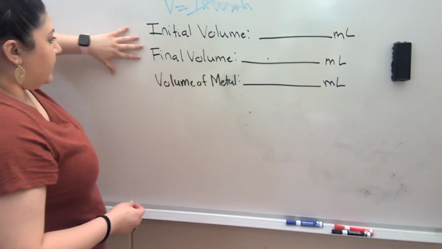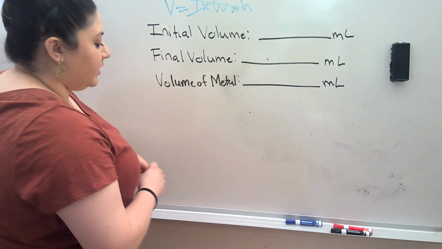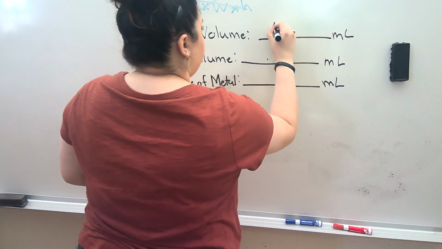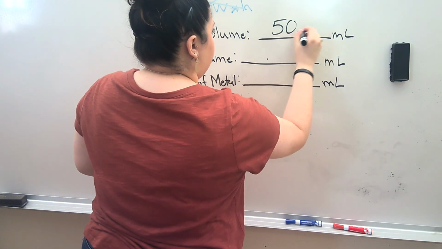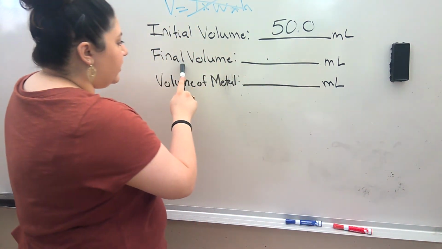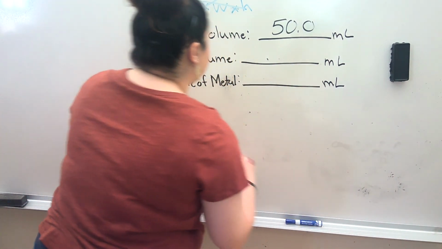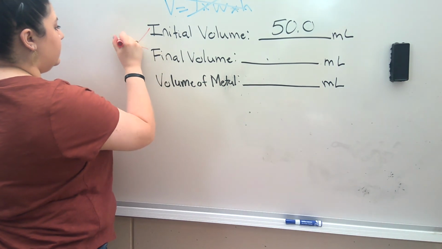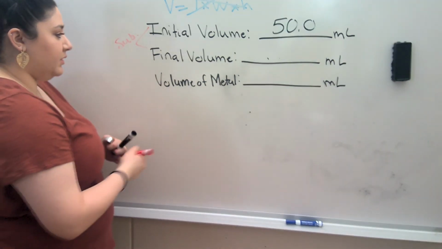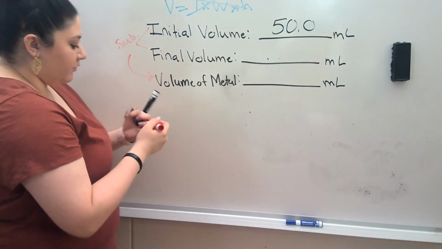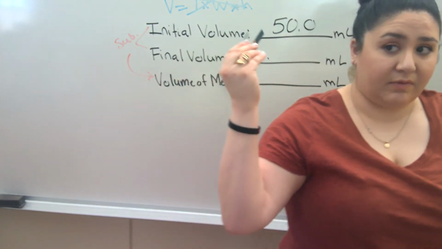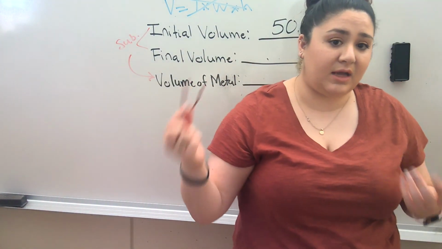So there are three things that we're gonna have to find. The first one, I've already predetermined that volume as 50 milliliters, and I'll talk about why we're starting off with 50 milliliters. Then we're gonna find our final volume, and afterwards, we're going to subtract those two numbers, and that will lead us to the volume of our metal. First we're going to find the volume of our piece of metal that was found at the crime scene.